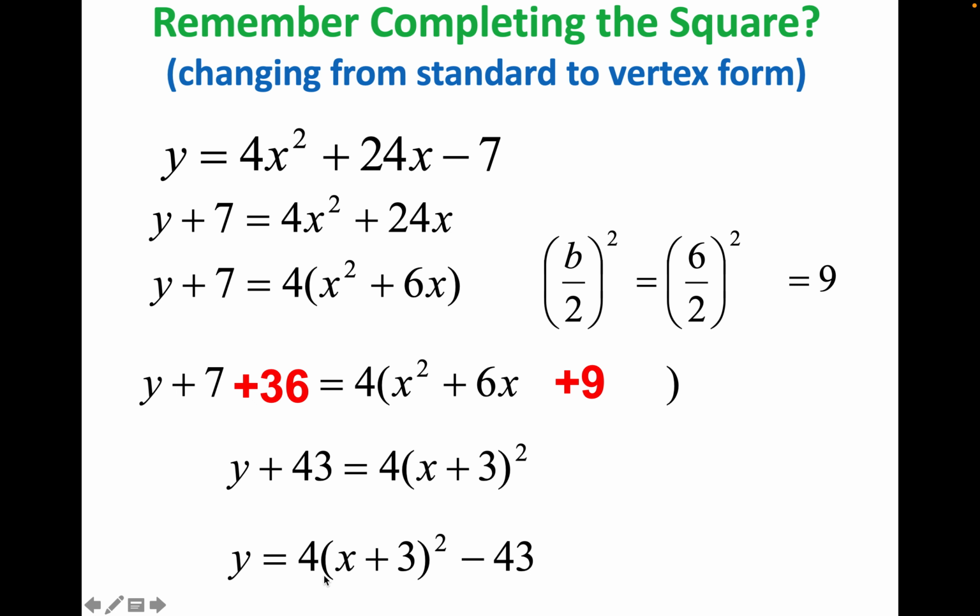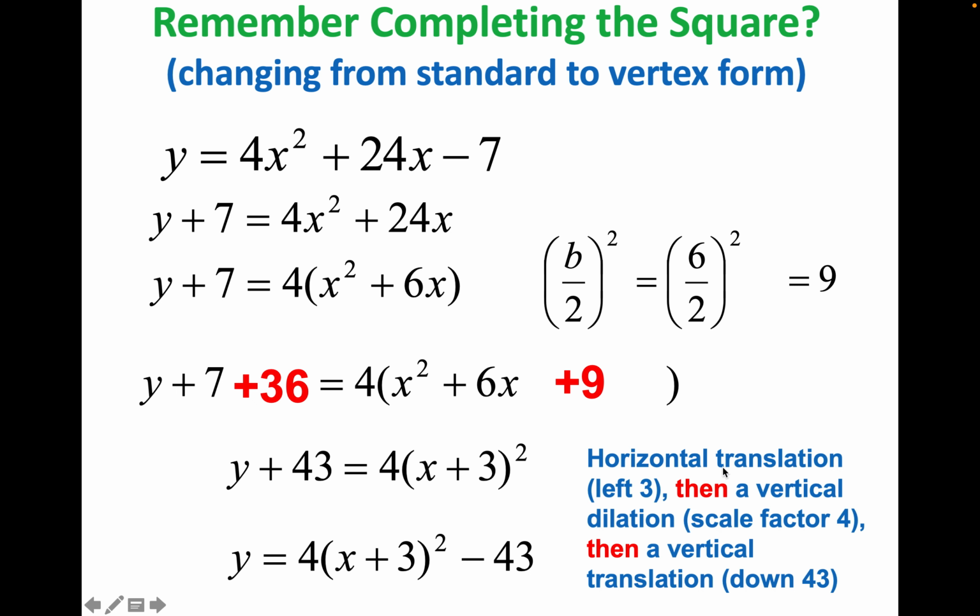In that vertex form, we can clearly see transformations. What are they? Okay, in this order, horizontal translation, left 3 units, then a vertical dilation, scale factor 4, and then a vertical translation down 43.